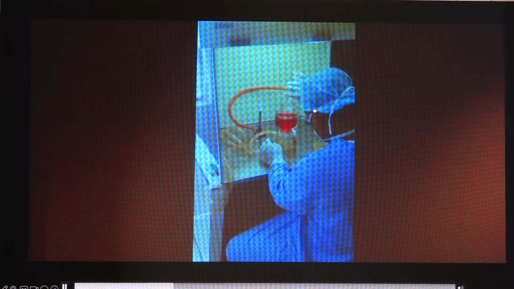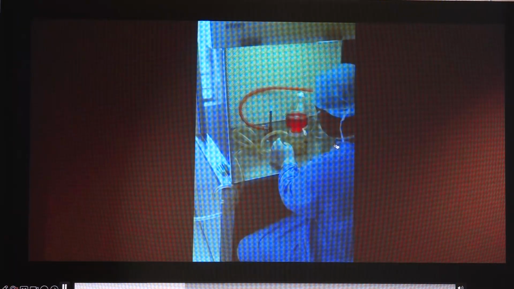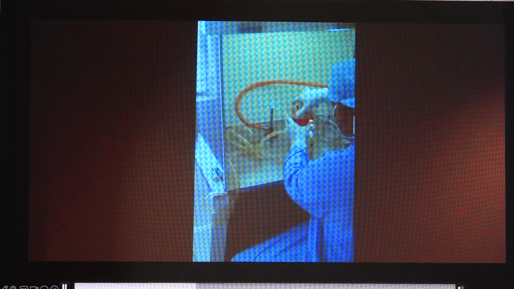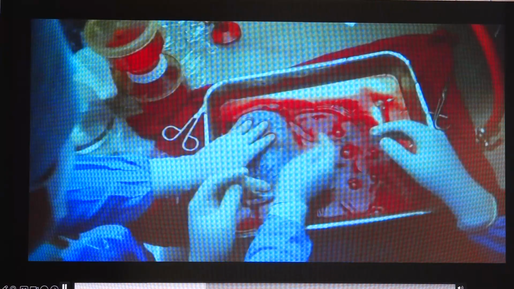So this is your mixture of RO water, glycerin, Dulbecco's medium, sodium bicarbonate, and the antibiotics. This is your base fluid which is ready. This filtration process takes a long time, about 30 to 40 minutes. Once that is ready, you start preparing your amniotic membrane.